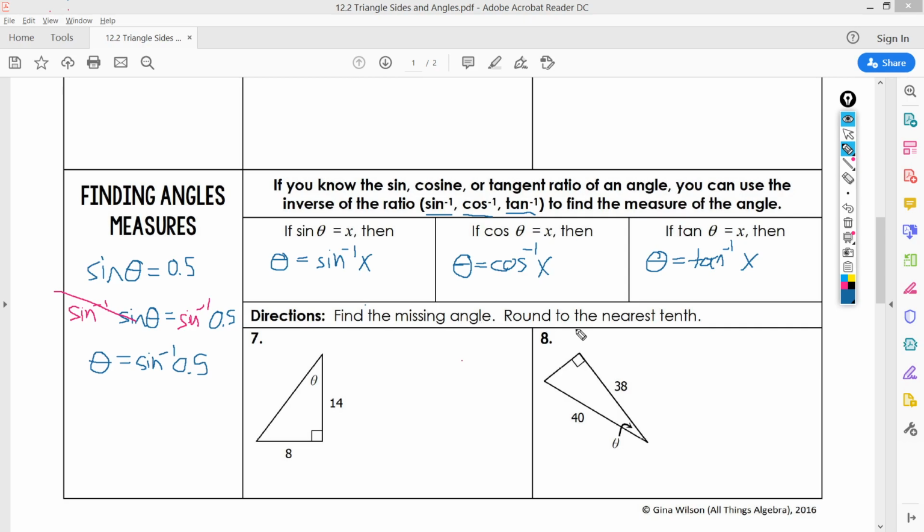These ones say find the missing angle, round to the nearest tenth. So here's my angle of consideration. What are my sides? This is my opposite. This is my adjacent. So I have O, I have A, and I'm going to do TOA. So I do tangent of theta is equal to O over A. O is 8 over A, which is 14. I want to know theta, right? So I'm going to do inverse tangent on both sides to get rid of this tangent.